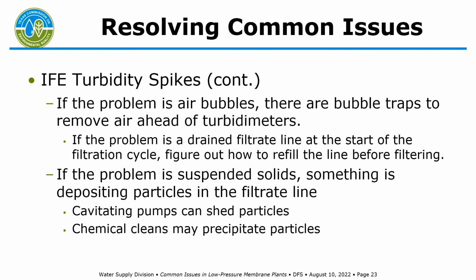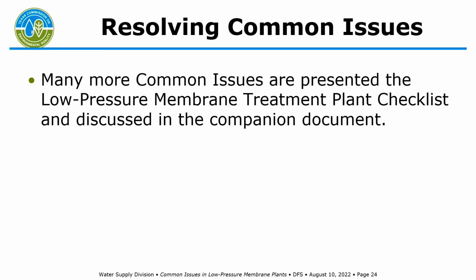If the problem is suspended solids, there's something that's depositing particles in your filtrate line. We've seen cavitating pumps can shed particles. Chemical cleans can sometimes precipitate particles. It's specific to your source. You're going to have to do some investigation to figure it out. And once you've identified the likely source, figure out a way to remove or eliminate those particles before the filtration cycle starts. There are a lot more common issues listed in the checklist and discussed in the companion document. I could keep going on, but I know we're almost out of time.